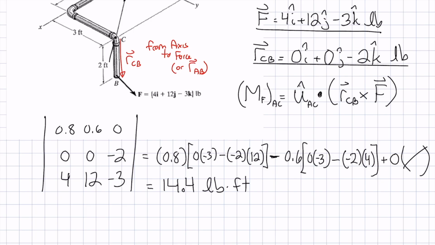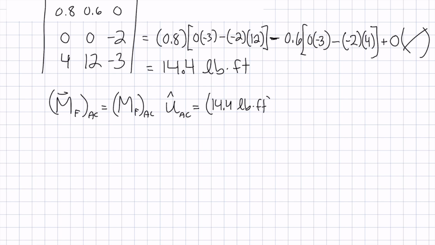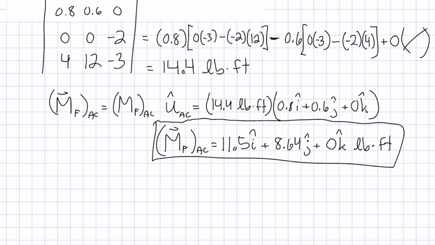14.4 pound feet. Now, the other thing you can do with this is you can actually convert it into vector form. You're just going to take that magnitude, that 14.4 pound feet, and multiply it by u A C. That will give you the moment along A C in vector format. And you can see I'm just doing that up on screen now. And you end up with 11.5i hat plus 8.64j hat plus 0k hat pound feet. And that's the answer to this question.